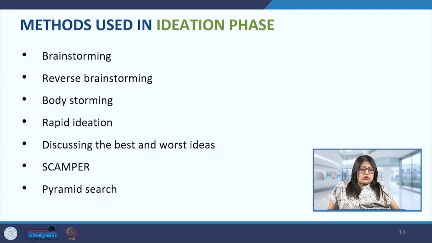And the pyramid search. Pyramid search is a method where ideas are generated and then prioritized in a hierarchical manner. The participants involved in the exercise come up with a lot of ideas, and then they are grouped together and ranked to identify the most viable solutions. This process helps narrow down the options to the most effective solution.